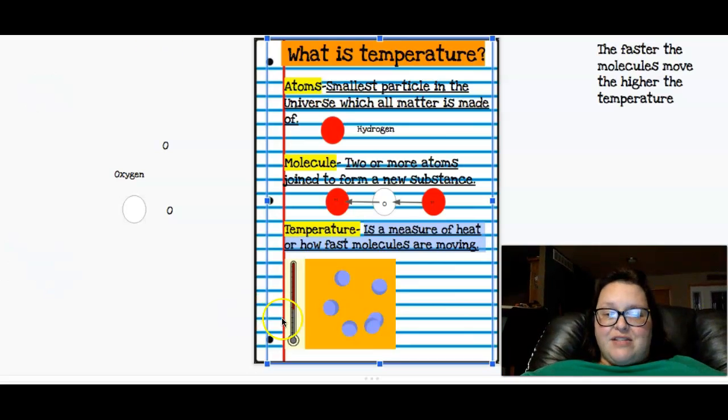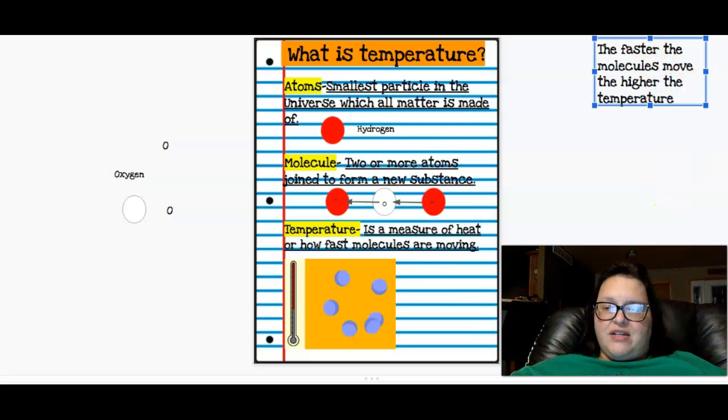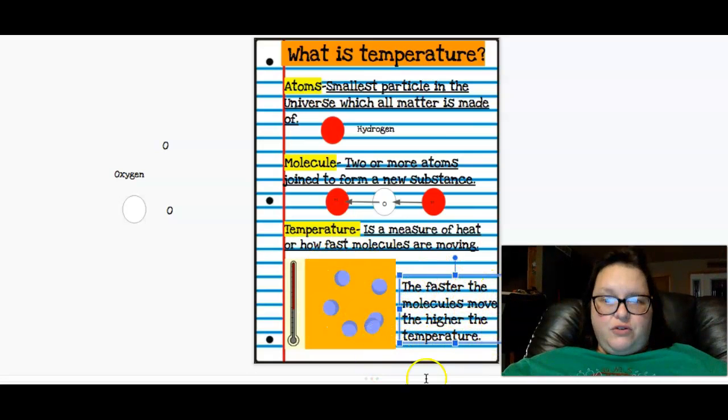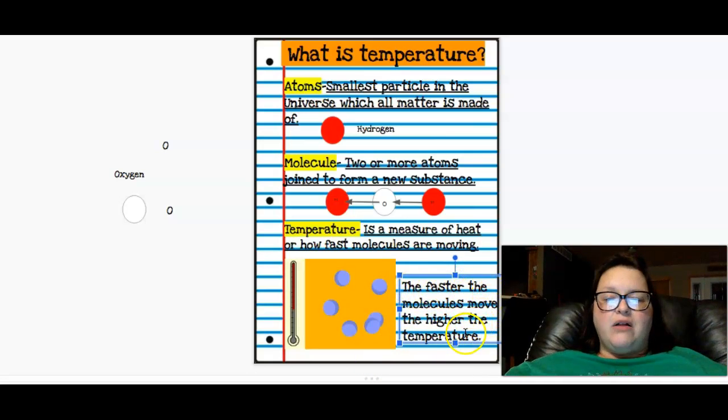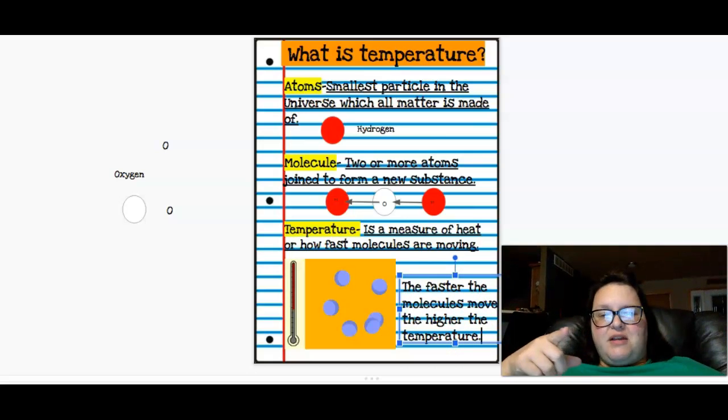So I have this little image down here to represent fast moving molecules. So I'm going to pop in a little phrase down here, and you don't have to write anything down about this picture, but I just wanted you to see that the faster molecules move, the higher the temperature, okay? You don't have to draw a picture, but I would write this down. Actually, I want you to write this down. The faster molecules move, the higher the temperature, okay? So now you have the notes on temperature.